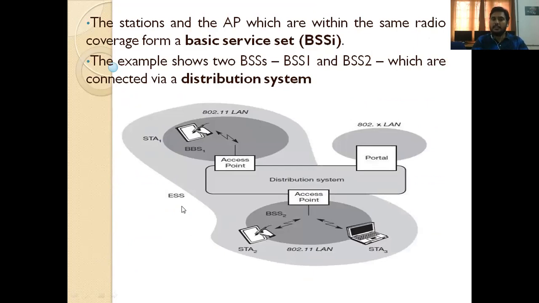These stations are connected to the access points within the base station range. For example, station 1 is connected to the access point in this base station range. Here station 2 and station 3 are connected to this access point in this base station range. Base station 1, base station 2, access point and access point. These access points are connected to a portal via a distributed system.